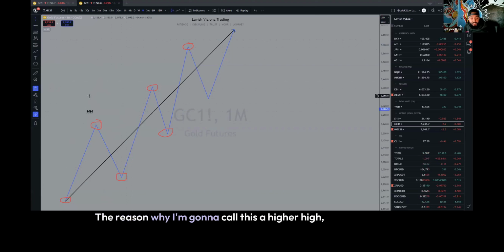The reason why I'm going to call this a higher high, when I look to the left, which is where I came from, we are higher than where we started. So now this is a higher high. If this is a higher high, we only got two options. What's the other one? Higher low. Perfect. We have higher low, higher high. Now from where we're at to where this point is, is this point lower or higher than that previous one?